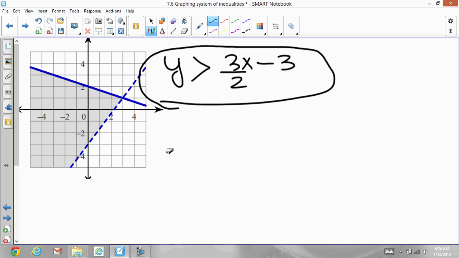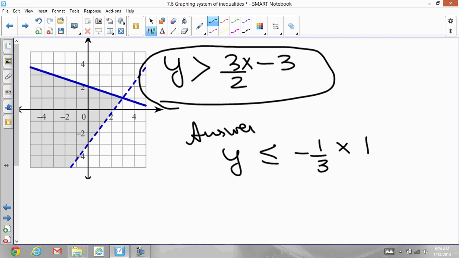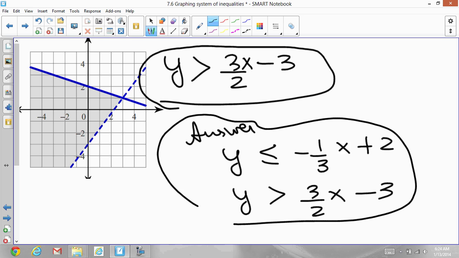The one you circled first is the first inequality, and the second one is the second inequality. So combine them together. Your answer will be y is less than or equal to -1 over 3x plus 2, and y is greater than 3 over 2x minus 3. And this is the final answer. So you wrote the system of inequalities from a graph. Now continue with your worksheet. Do all the work on a piece of paper and put the answer on the worksheet. I'll collect these papers from you when I see you the next time.